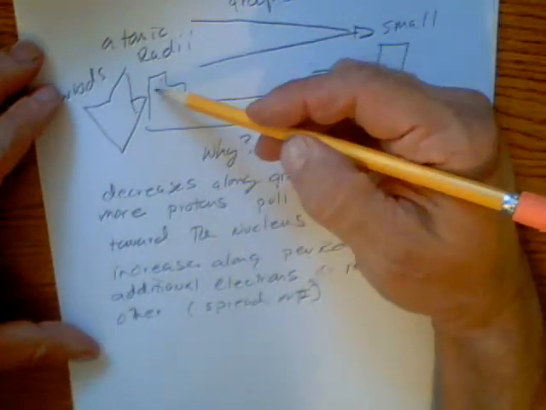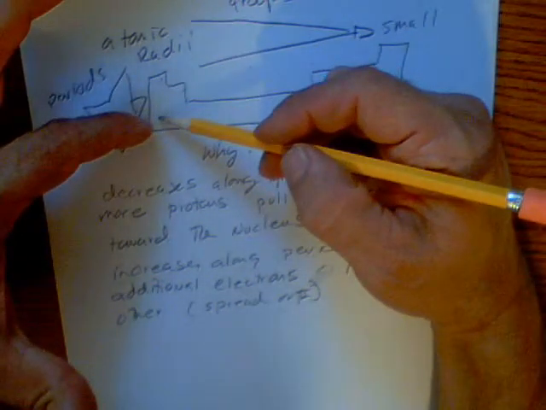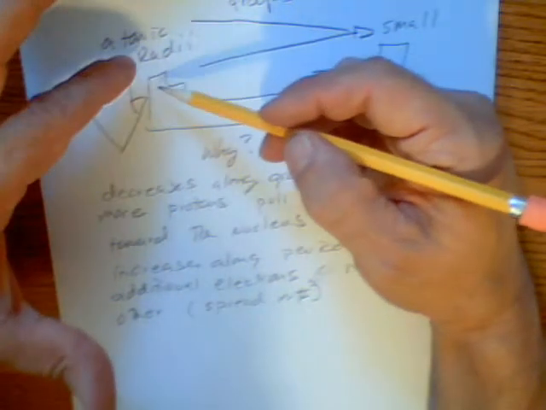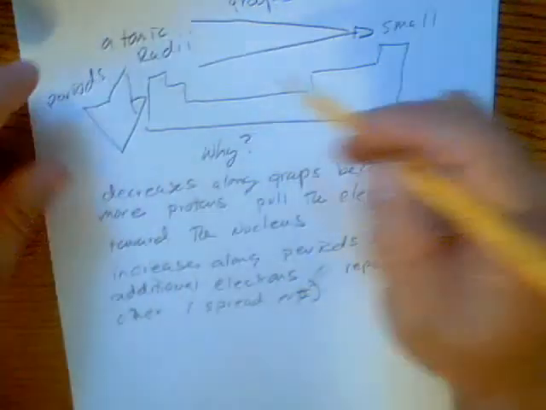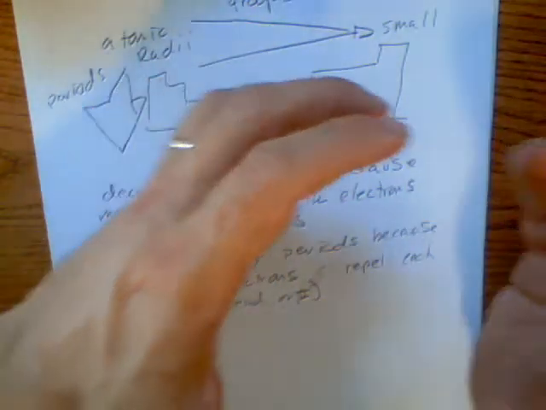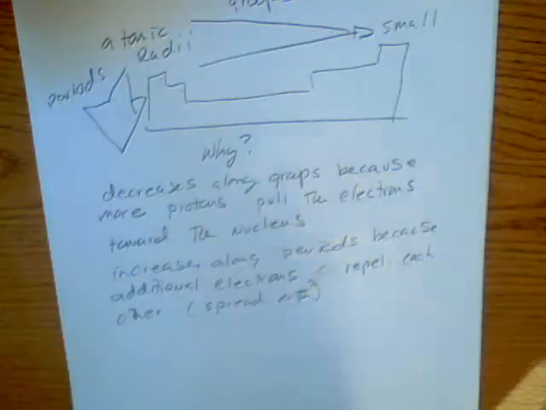So as we go down, remember the principal energy levels are increasing. As the principal energy level increases, there's more and more electrons. As there's more and more electrons, they want to repel one another, and they get big. If we move from left to right, we have more and more protons. So the protons pull the electrons in closer together.